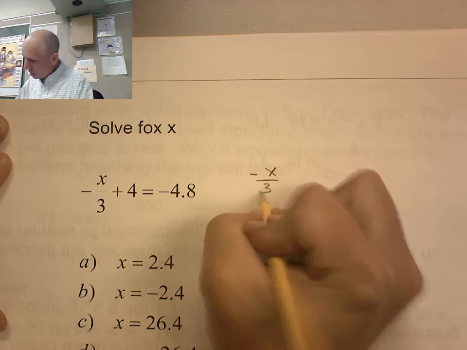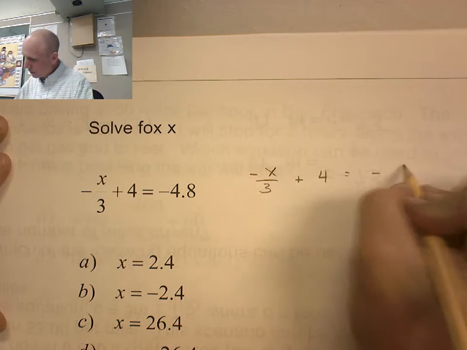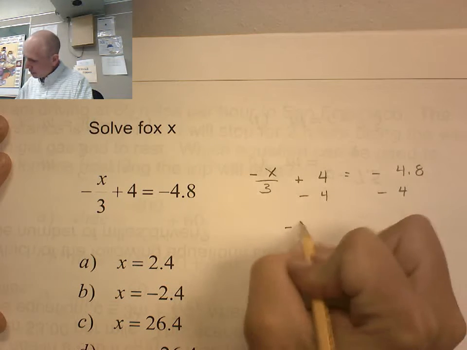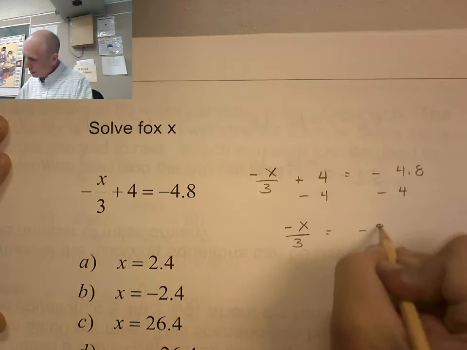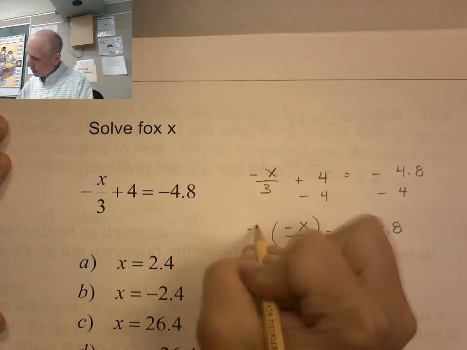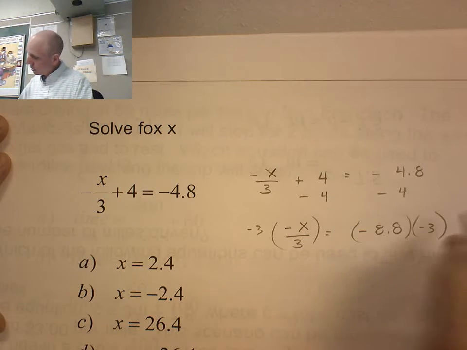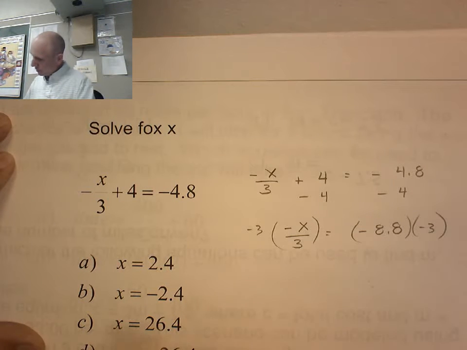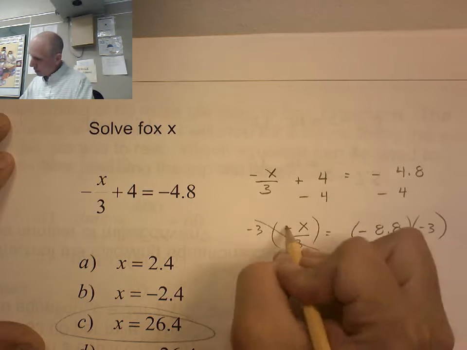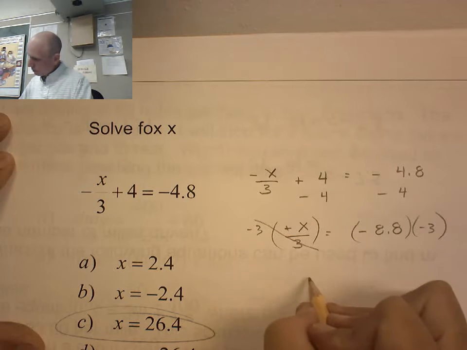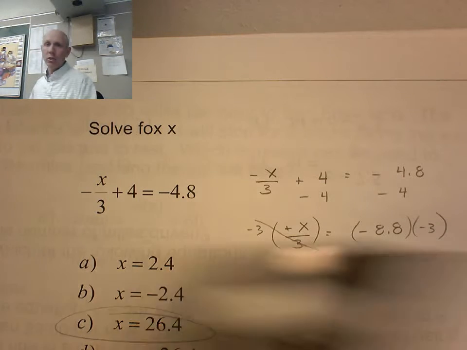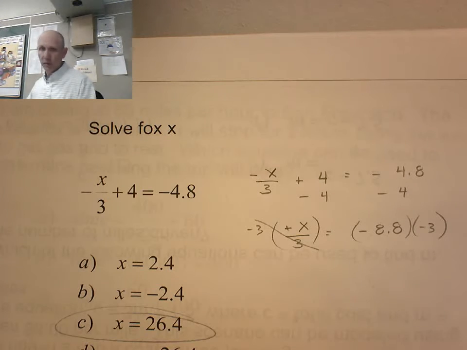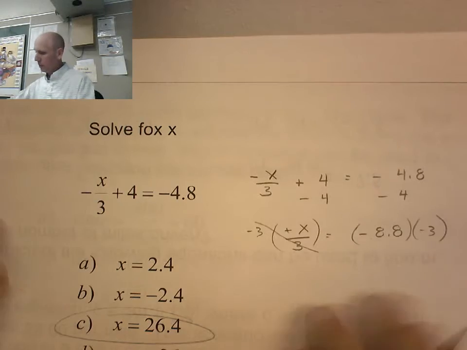Here's number 5, solving this for x. Negative x over 3 plus 4 equals negative 4.8. Subtracting 4 from both sides, it's going to give me negative x over 3 equals negative 8.8. And multiply both sides by negative 3. It's going to be positive, right? Negative times a negative is a positive. Sure feels like this one right there. It's going to be C. Let me do the math. 8.8 times 3 is 26.4. Positive because a negative times a negative. That was 5.